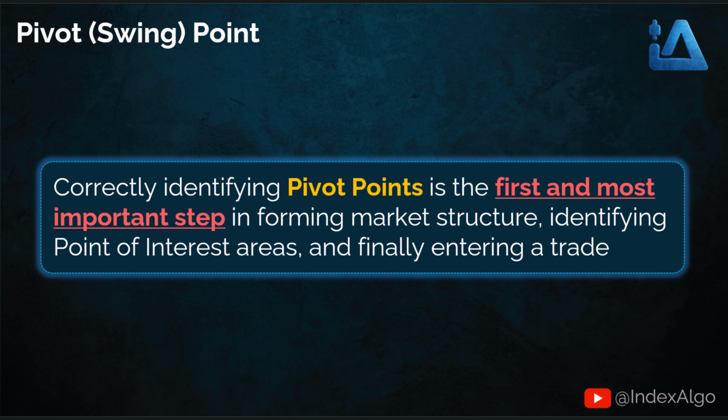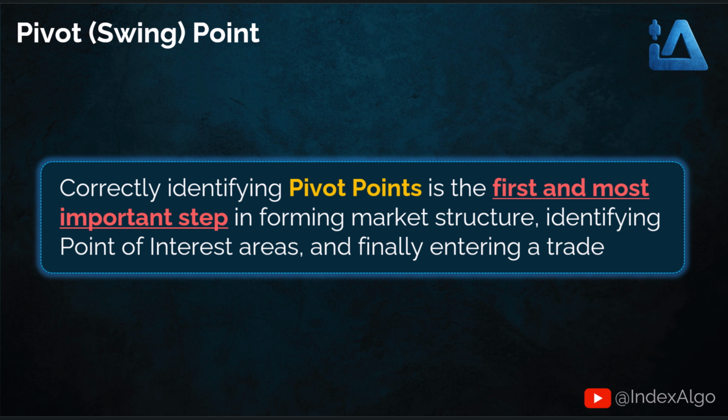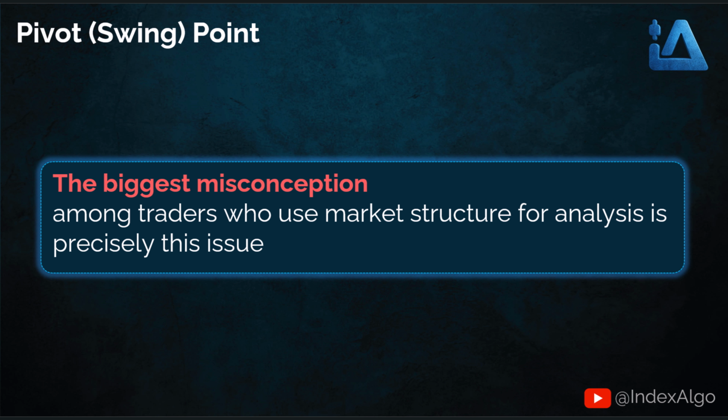If we get this first step wrong, the market structure we see will be wrong too. And after that, the entry zones won't be identified correctly either. As a result, trades end up getting taken at the wrong levels. This is exactly where the biggest misunderstanding happens among traders who use market structure.